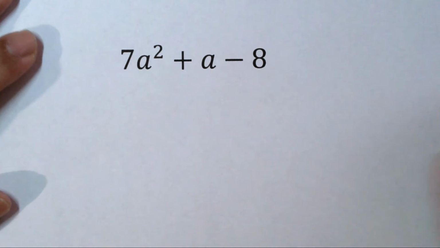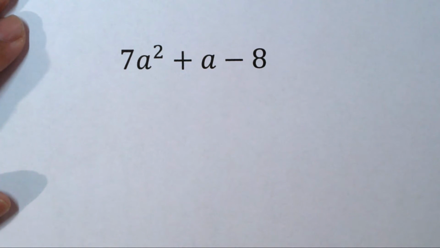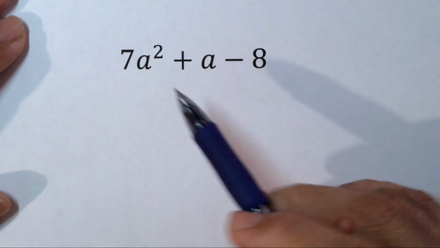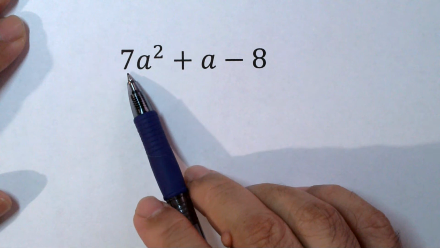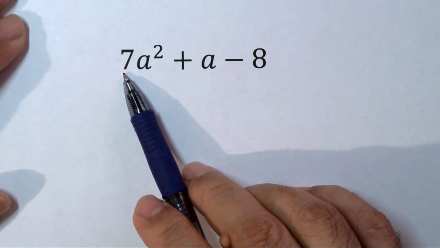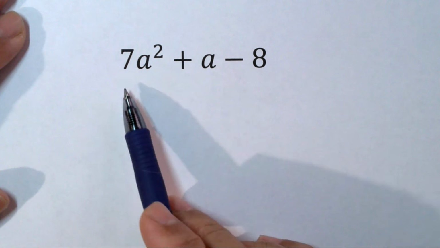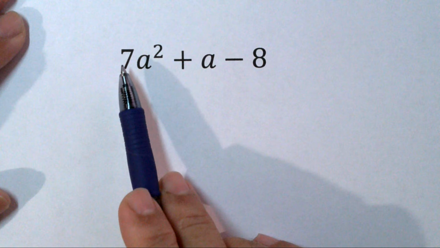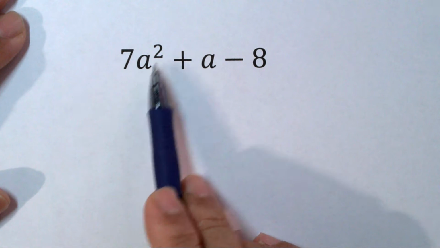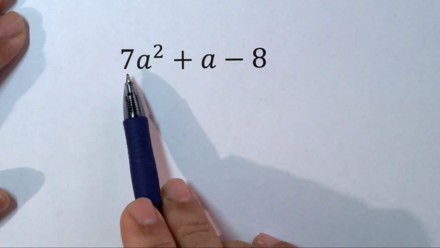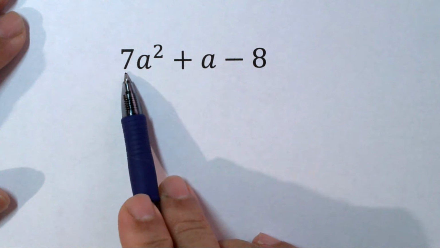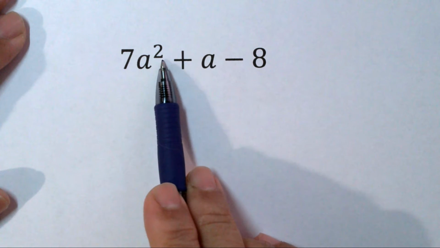All right, we are still factoring quadratics. In these examples, there will be a leading coefficient other than 1. So here we have a leading coefficient of 7, right? When we say something's a leading coefficient, it is the number in front of the variable with the highest exponent.